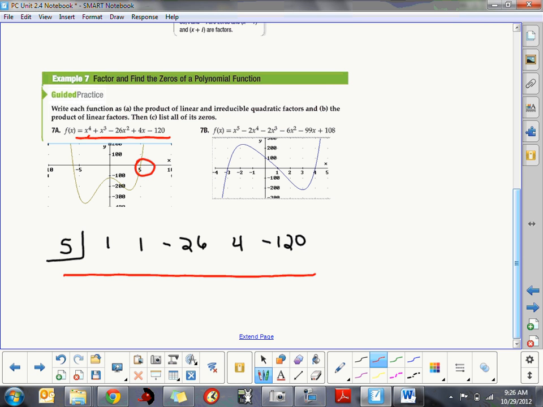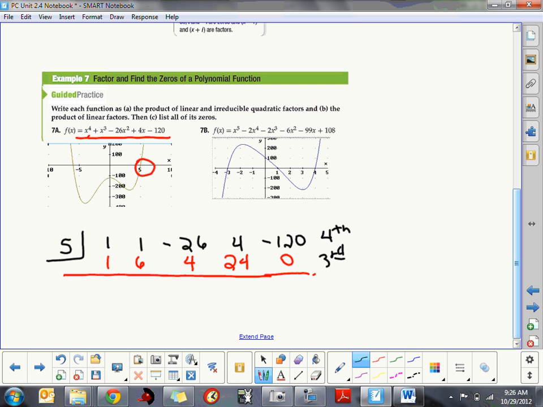The other day I showed you this abbreviated form. I'm just going to drop down the 1. 5 times 1 is 5. 5 plus 1 is 6. 5 times 6 is 30. 30 plus a negative 26 is 4. 5 times 4 is 20. 20 plus 4 is 24. 5 times 24, that's 120. We get a remainder of 0. So our remainder is 0. So now I've just depressed this equation from a 4th degree polynomial in this line, and now it's become a 3rd degree polynomial in this line.